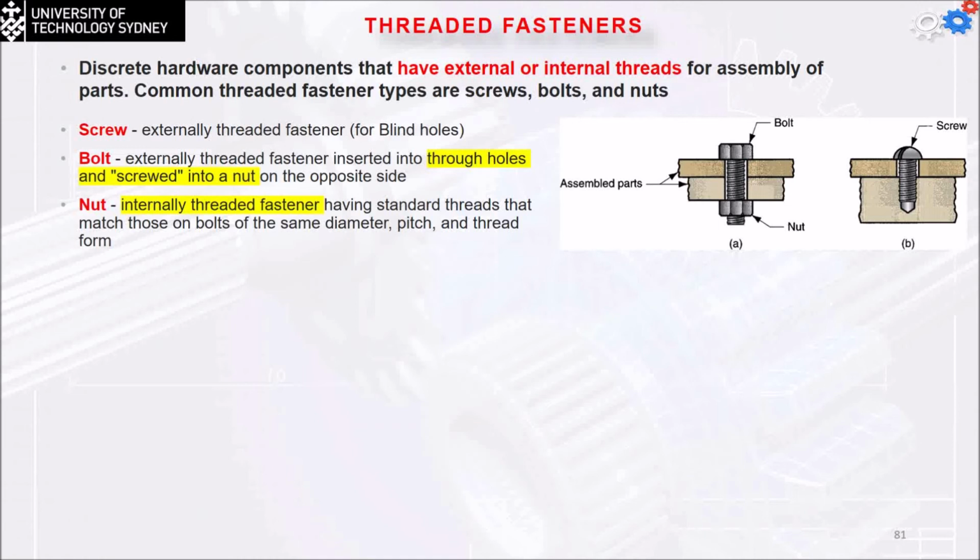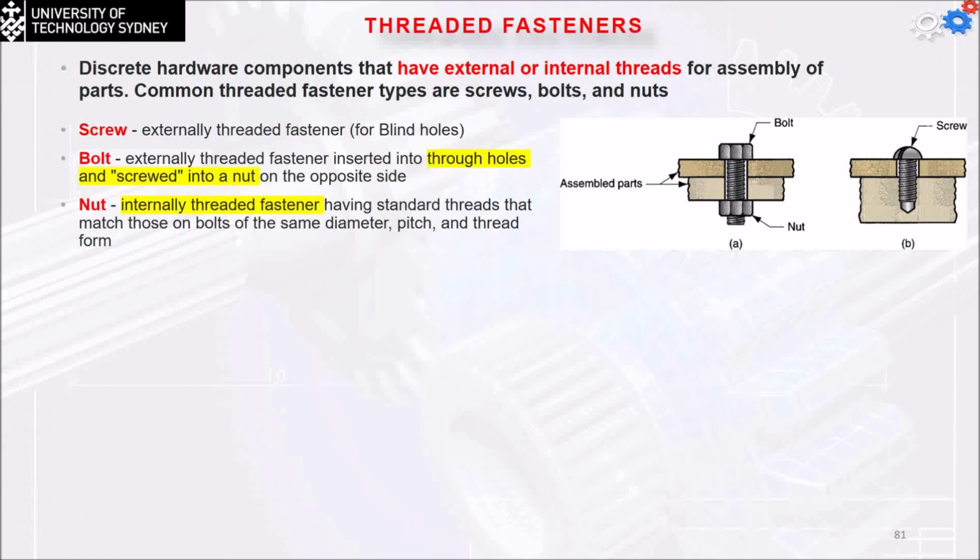So threaded fasteners are discrete hardware components that have external or internal threads. Of course, this is the external, and the nuts have the internal thread, used for the assembly of the parts. Common threaded fasteners are the screw, the bolts, and the nuts. The screw is an externally threaded fastener for blind holes. The bolt is an externally threaded fastener inserted into through holes and screwed into a nut on the opposite side. The nut itself is an internally threaded fastener, having standard threads that are matched to those of the bolts with the same diameter, pitch value, and thread form.